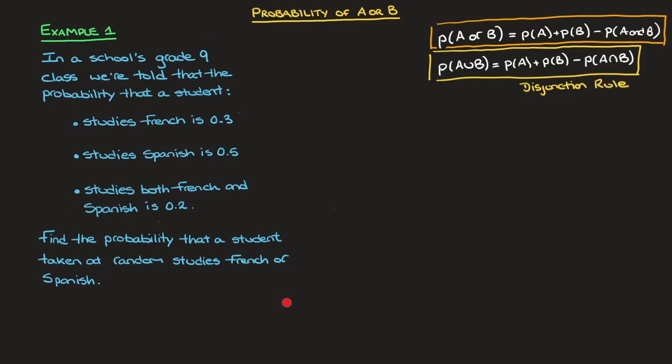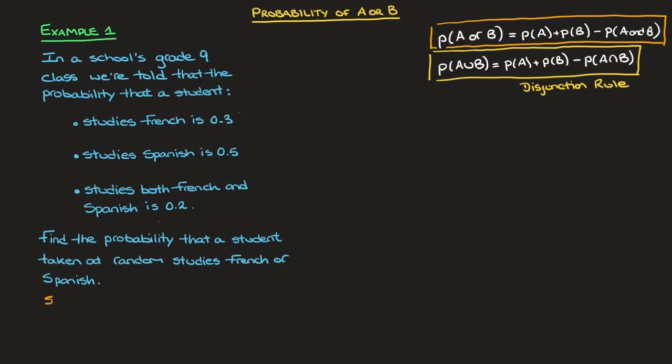Let's solve this example. In a school's grade 9 class, we're told that the probability that a student studies French is 0.3, studies Spanish is 0.5, and studies both French and Spanish is 0.2. We're then asked to find the probability that a student taken at random studies French or Spanish.